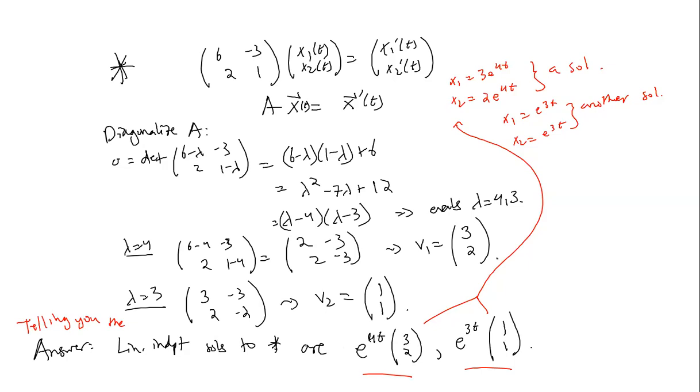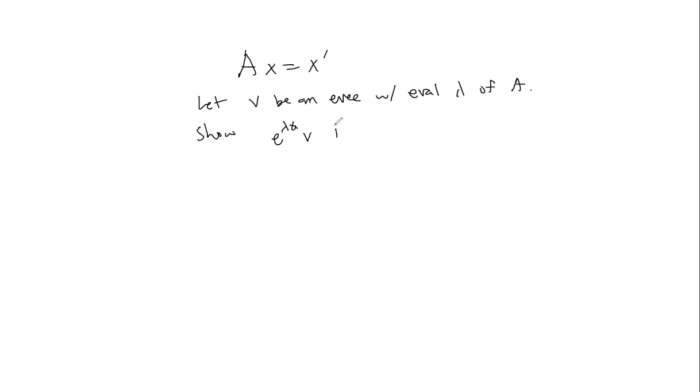But if you want to prove this in general, it's not too hard. You have Ax = x', and then you can just let v be an eigenvector with eigenvalue lambda of A, and then you can just show that e to the lambda t v is a solution. So this is maybe a proposition.